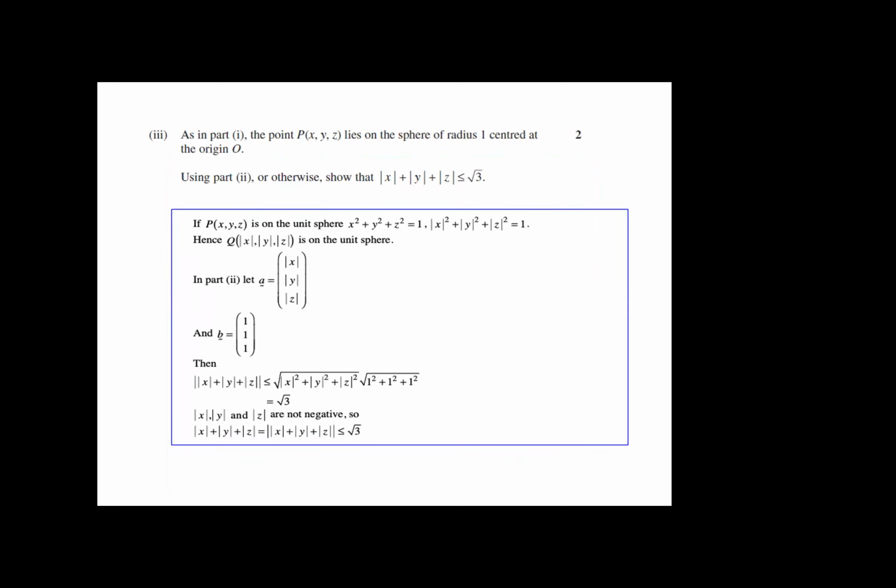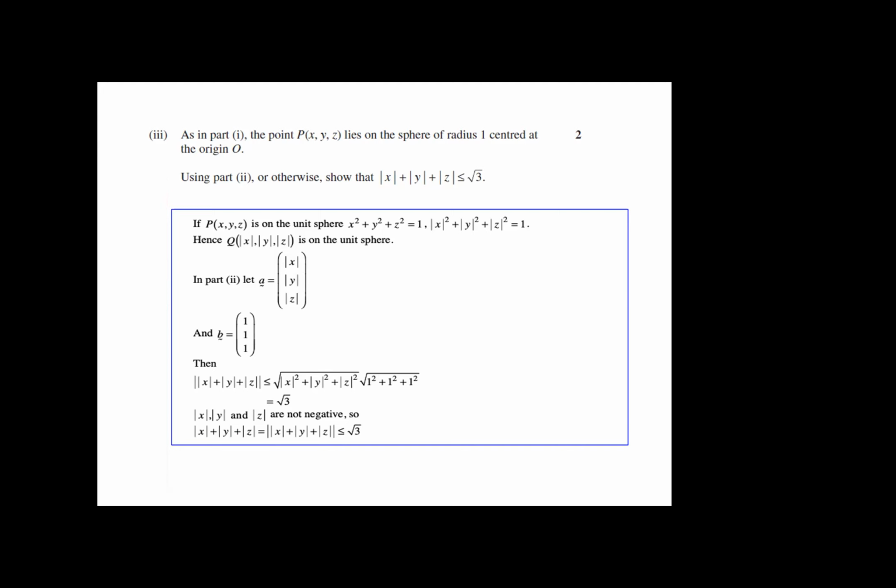Now, part 3 of this question 16A asks students to combine parts 1 and 2. And the question says, as in part 1, the point lies on the sphere, centered at the origin, and using part 2, show that the sum of the magnitudes is less than or equal to √3. So an upper bound, if you like.